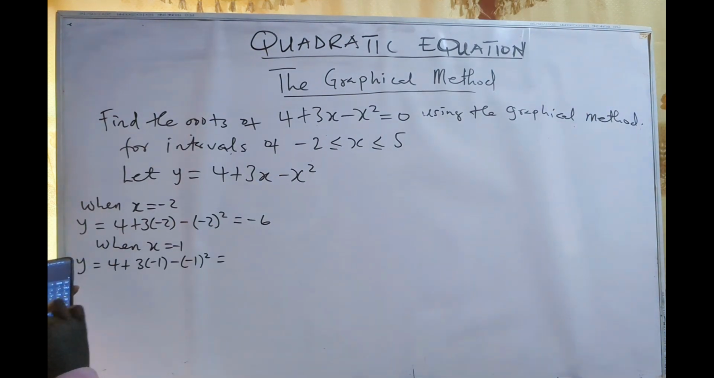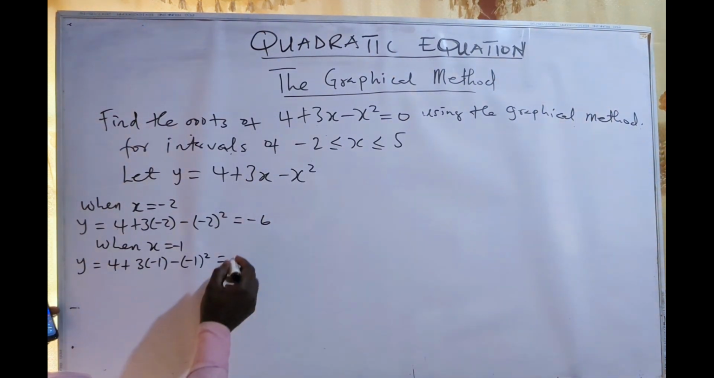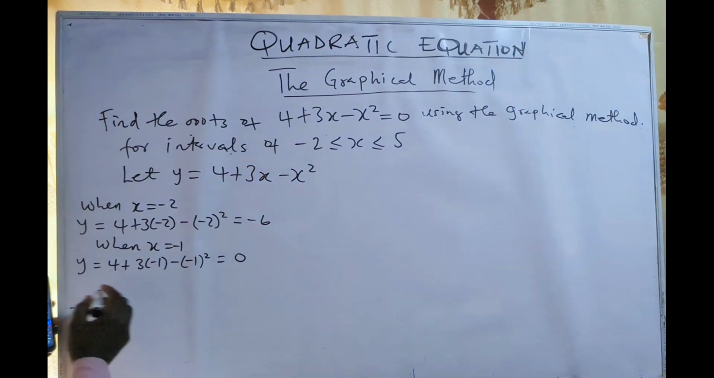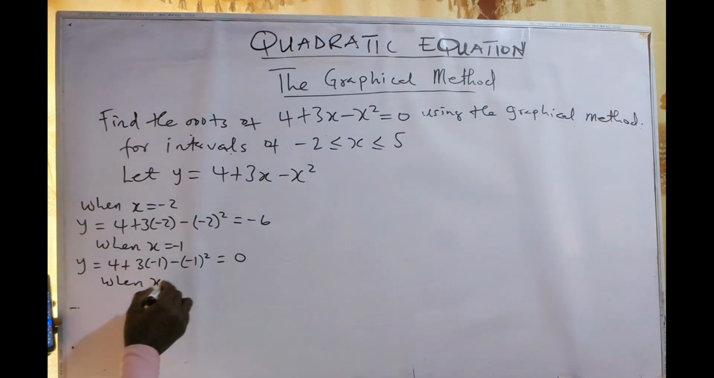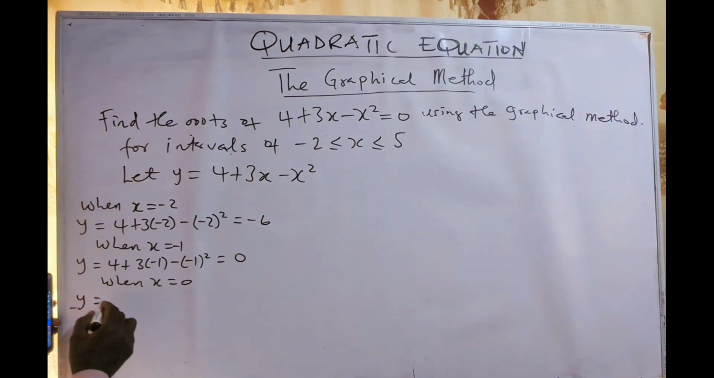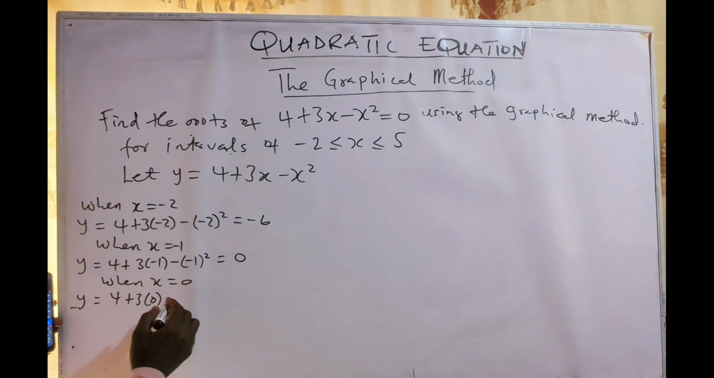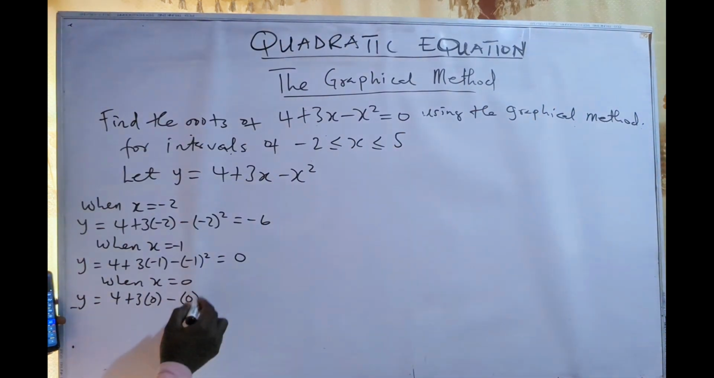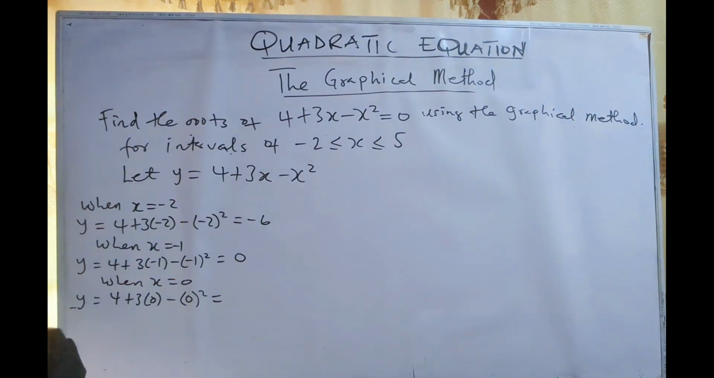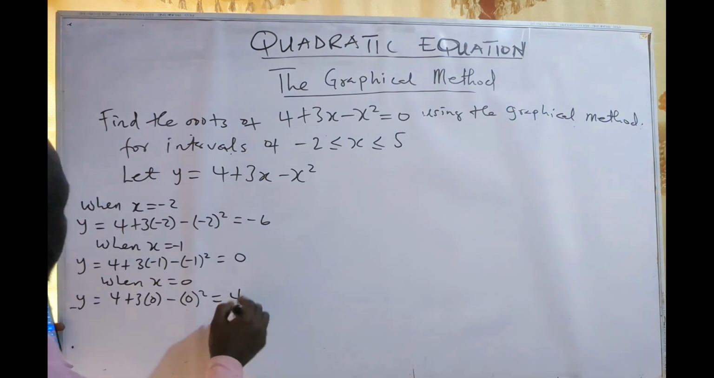So we put -1 there, and we see what we get. We get y to be 0. All right, and when x is 0, then y will be equal to what? 4 plus 3 times 0 minus 0 squared. So 4 plus 3 times 0 minus 0 squared will give us 4.